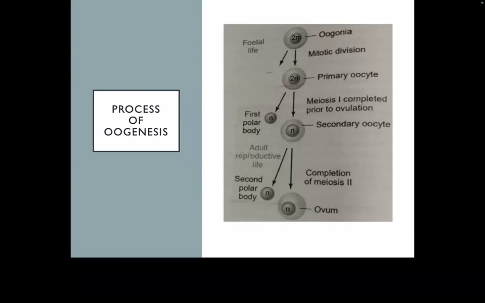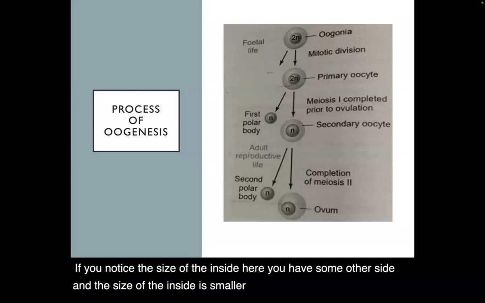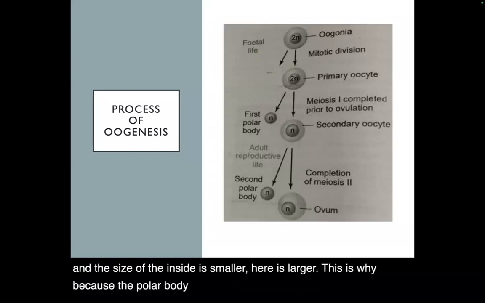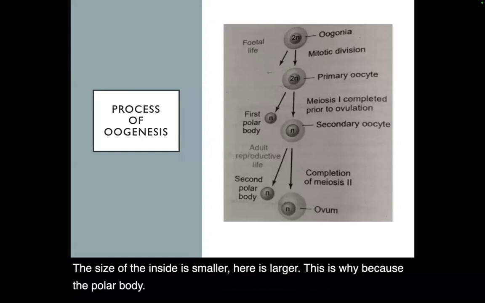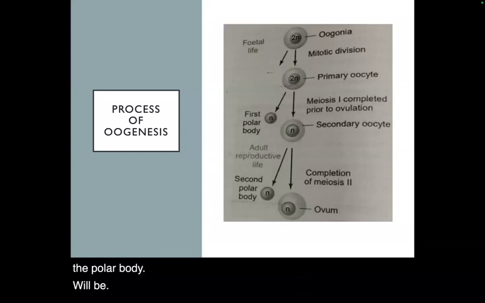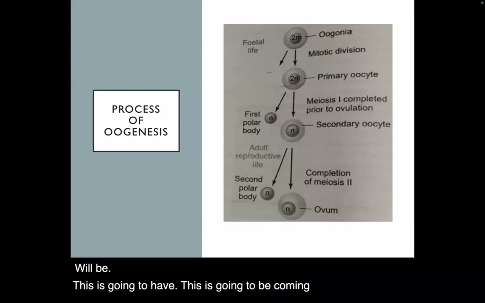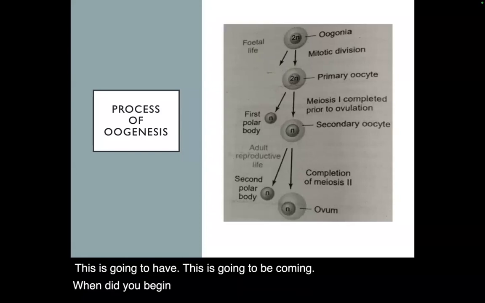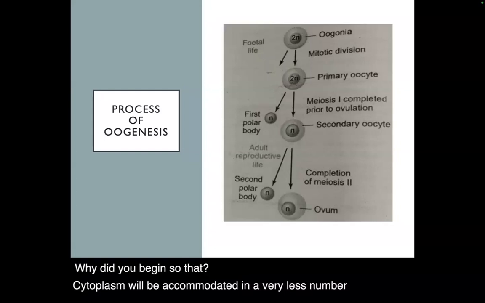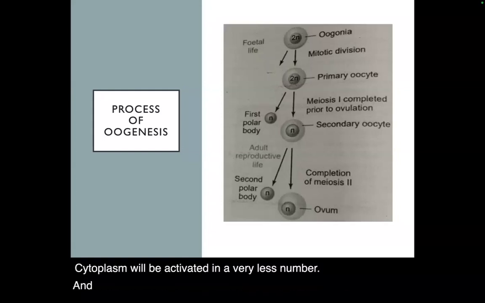If you notice the size of the oocyte, here you have smaller, right? The size of the oocyte is smaller here and it's larger here. This is because the polar body, the cell which is going to be a polar body, is going to be eliminated and degenerated. The cytoplasm here will be accumulated in a very small amount, whereas here it will accumulate more because this is going to become an egg. So this is going to degenerate, so that the cytoplasm will be accumulated in a very small amount. And later, this is called the growth phase.